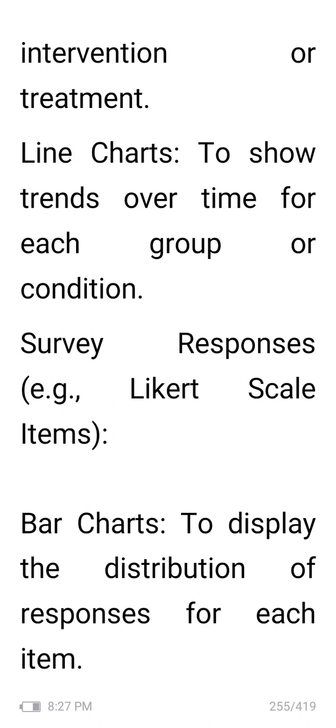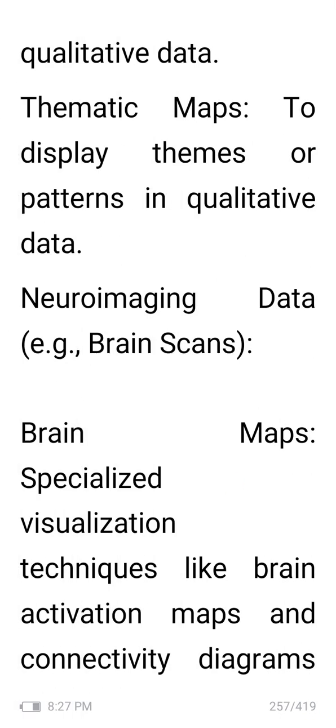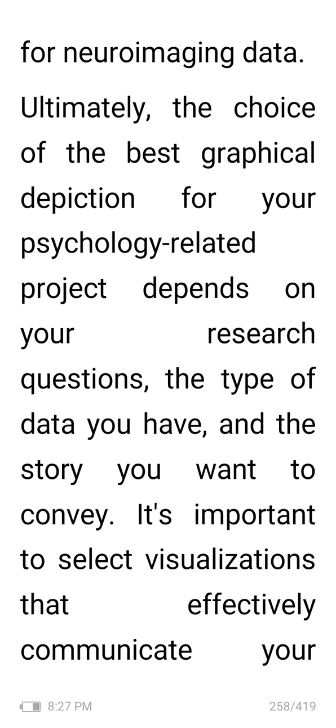Survey responses: bar charts to display the distribution of responses for each item. Then grouped bar charts when you want to compare responses between different groups or conditions. Then qualitative data, open-ended responses, qualitative interviews. We will be forming word clouds for visually representing the frequency of words or phrases in qualitative data. Then thematic maps to display themes or patterns in qualitative data. So neuroimaging data, brain scans, brain maps: specialized visualization techniques like brain activation maps and connectivity diagrams for neuroimaging data.